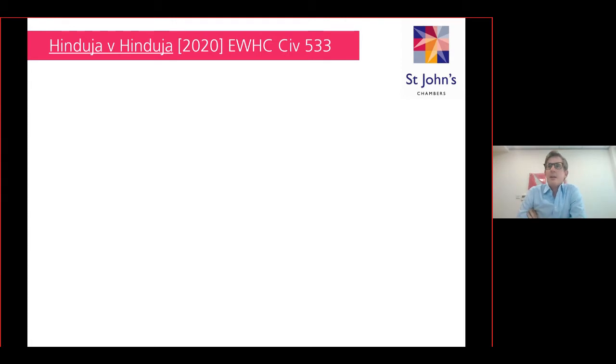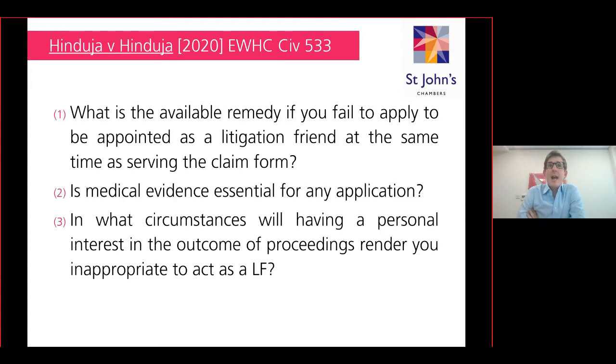Now, Hinduja is a useful case for answering three questions, even though it's a first instance case and it's an interim decision. But it's helpful in deciding what is the available remedy if you apply to be appointed as a litigation friend for the claimant at the same time as serving the claim form. Secondly, what medical evidence is essential for any application? And thirdly, in what circumstances will having a personal interest in the outcome of proceedings render you inappropriate to act as a litigation friend?